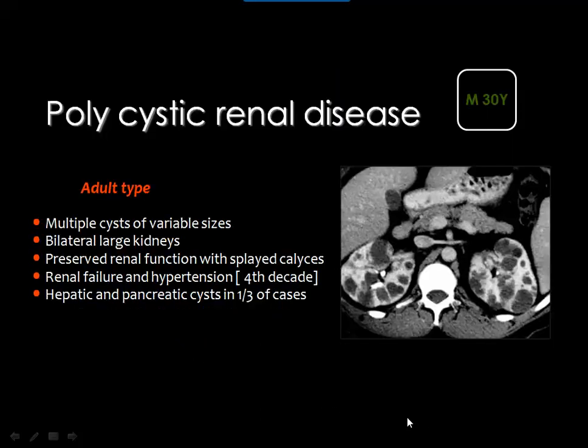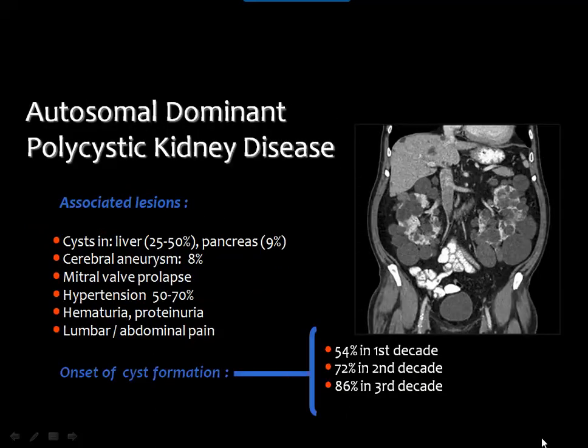In this particular disease, you see that the kidneys are enlarged, and they contain too many variable sized cysts, but the renal function is somewhat preserved, and you get some excretion of contrast by the kidney, and you may be able to see the pelvic-calyceal system. But renal failure and hypertension usually develop by the fourth decade, and as in the infantile type, you also see hepatic, splenic, and pancreatic cysts.